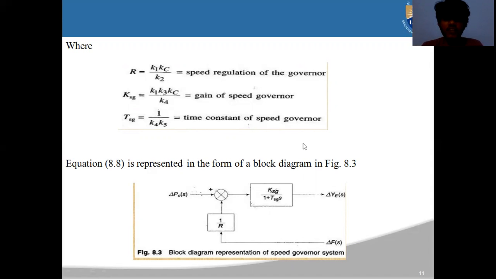So when we consider the equation as a speed governing system in a control system, we can draw the control system as in this figure: delta Pc goes towards a controller Ksg by 1 plus Tsg s, which gives an output of delta Ye, where there is also a feedback of delta F of s times 1 by R given to the controller. So in this way, the modeling of the speed governor is done.